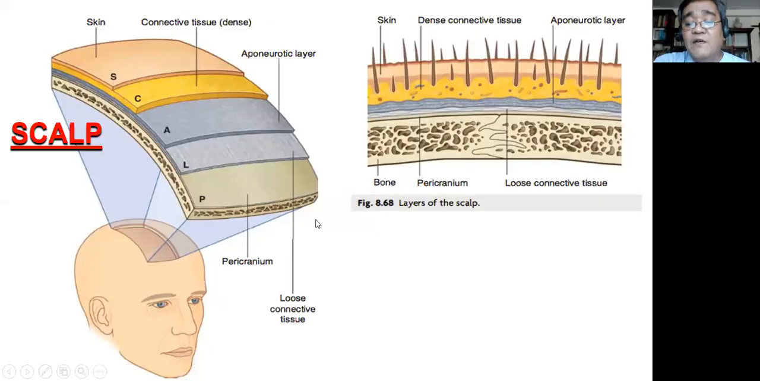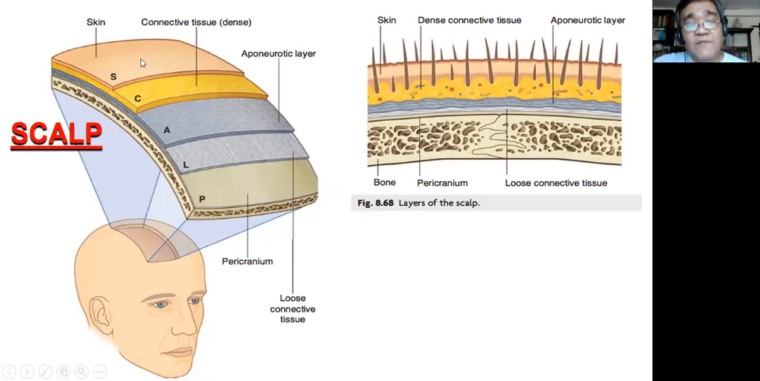Now, covering your cranium is a musculo-aponeurotic sheet of tissue, which runs anteriorly from the supraorbital margin, and it goes over the dome of the cranium to be attached posteriorly to the superior nuchal line. Laterally, it goes down to be attached to the temporal fascia and also to the zygomatic bone.